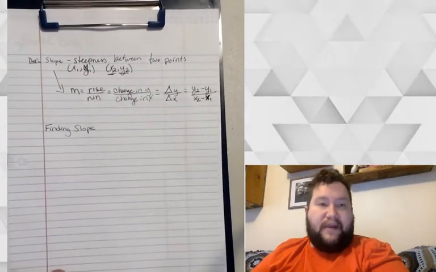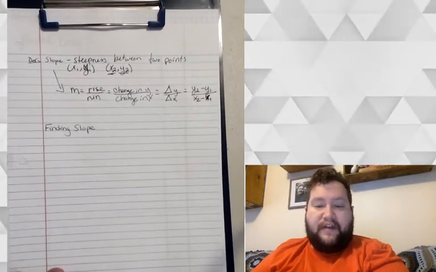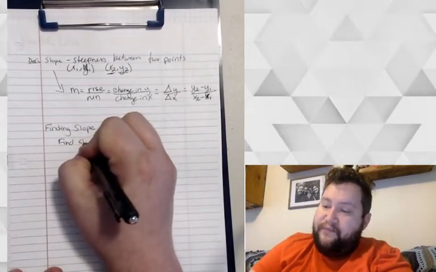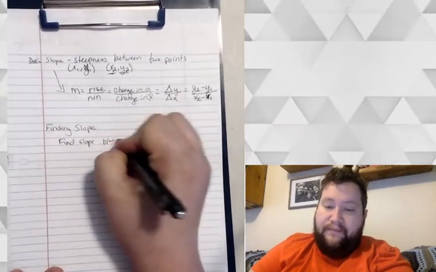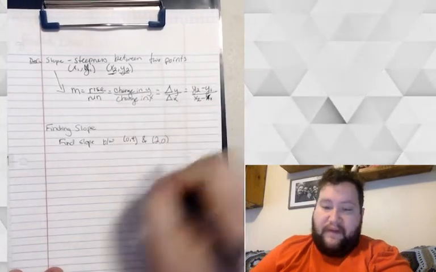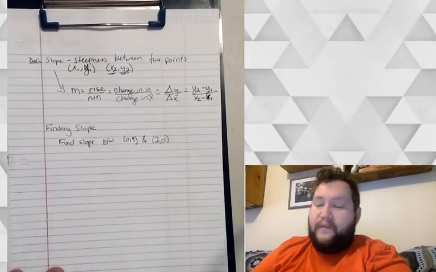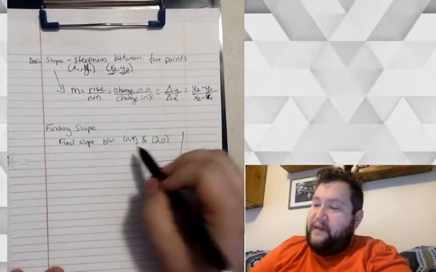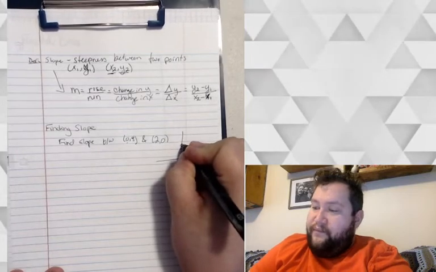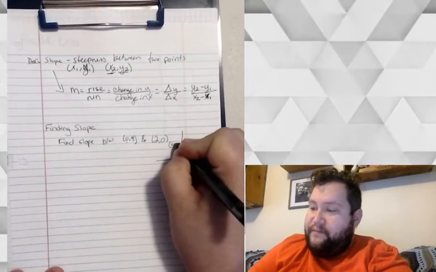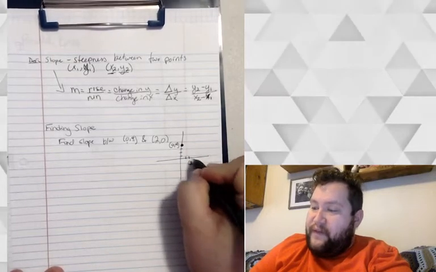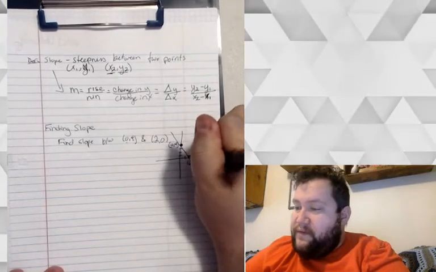Now let's put that into practice. And I'll draw a picture to help us see that. So let's say find slope between 0, 4 and 2, 0. And so if we would draw that, x equals 0, y equals 4. That's our point 0, 4. And 2, 0 is here. And so the line we're looking at is there.